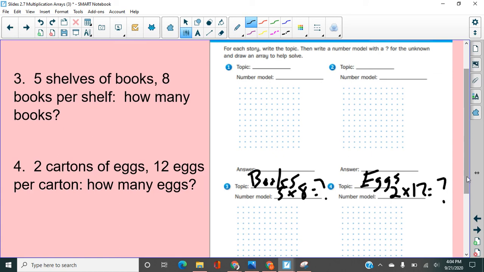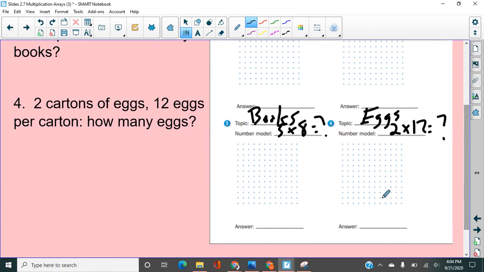And your job today is to draw the arrays for both of these. Use X's like you saw us do down here and down here, and then put the answer here. Don't just put a number. Make sure to tell a number of what, right? Books or eggs or whatever it is that we're talking about in the problem.